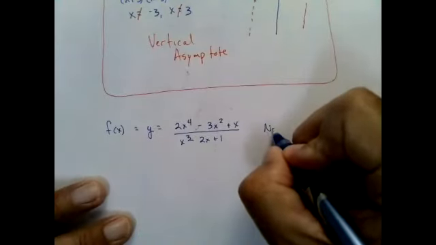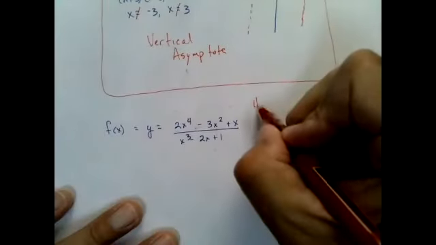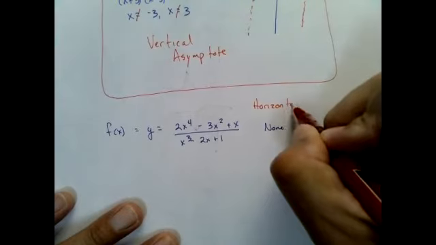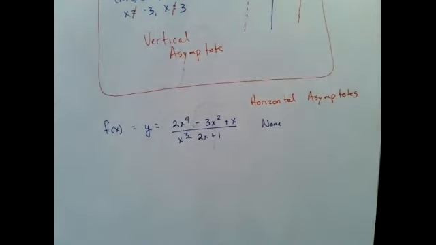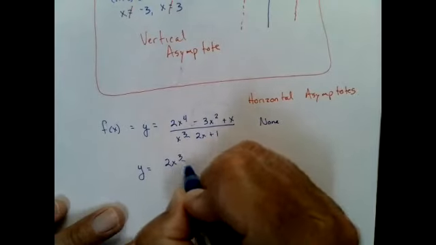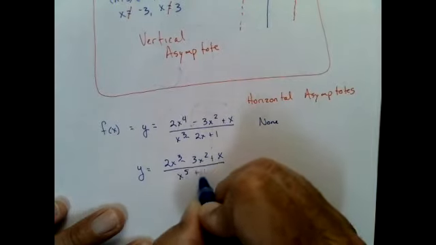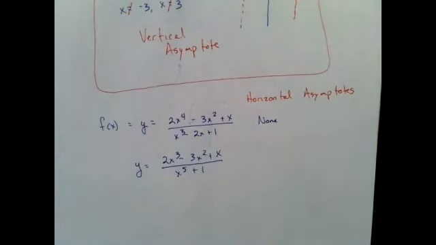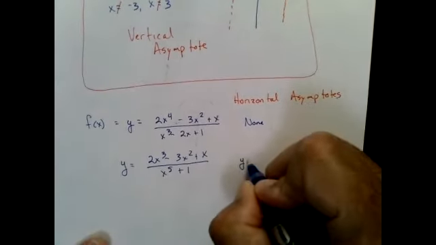I have none. Again, this time I'm finding horizontal asymptotes. If I have y equals 2x cubed minus 3x squared plus x divided by x to the fifth plus 1, what was my horizontal asymptote when this degree is smaller than this degree? It's going to be the line y equals 0.